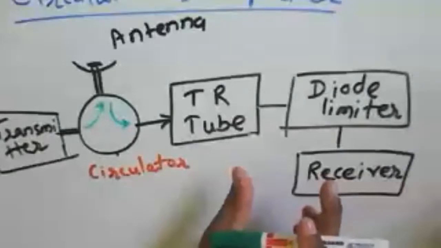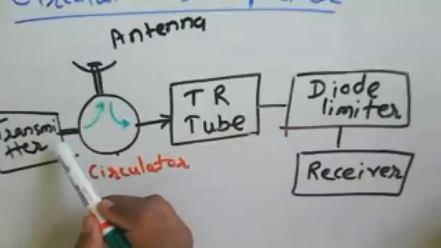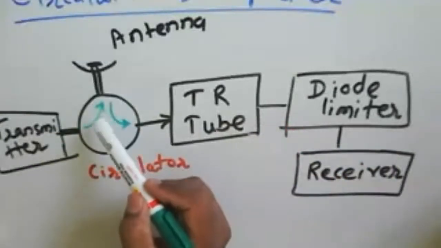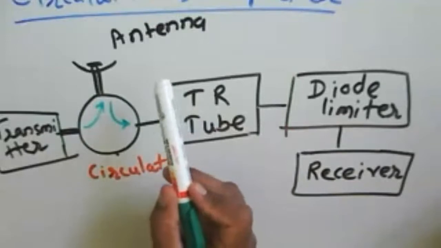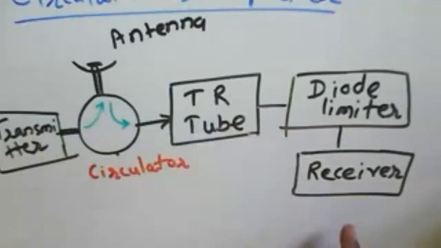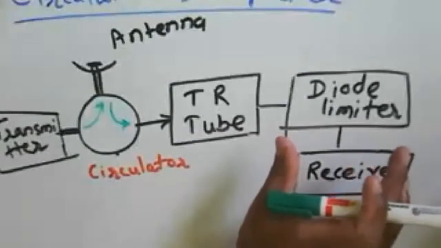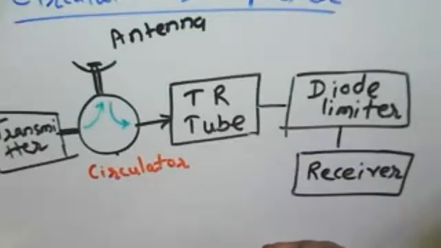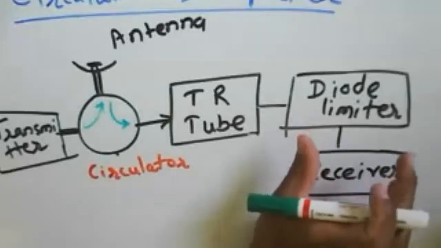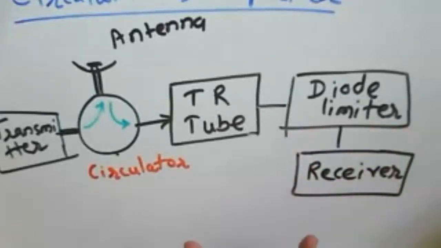Why this diode limiter? Because some reflections occur from the antenna due to any mismatch, so a spike will occur, and that spike may damage the receiver. That's why we consider this limiter here. And again, if we have any clutter signal, it will limit that particular level of the signal. So that's why we use a limiter here.